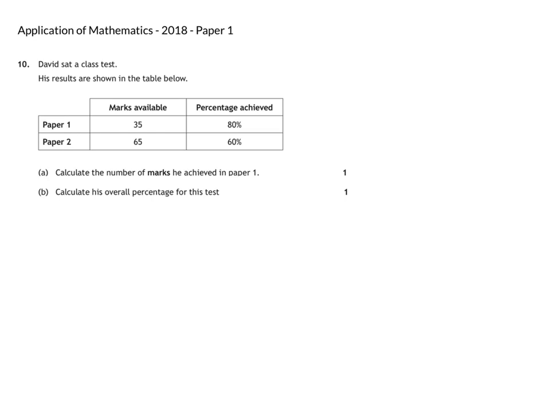So for part A, the number of marks for paper 1. For that we're going to have to find 80% of 35. To do that, easiest way is probably to find 20% of 35, which is the same as dividing it by 5, because there are 5 20s in 100, which gives us 7. So 80% is 7 times 4, which is 28.